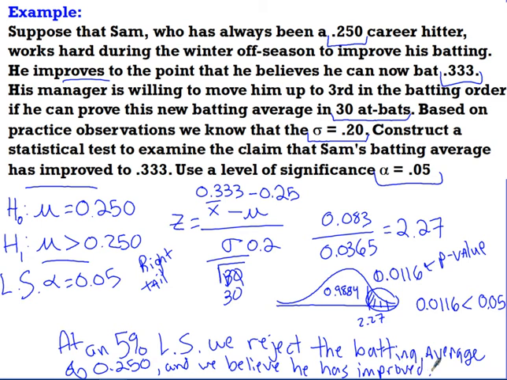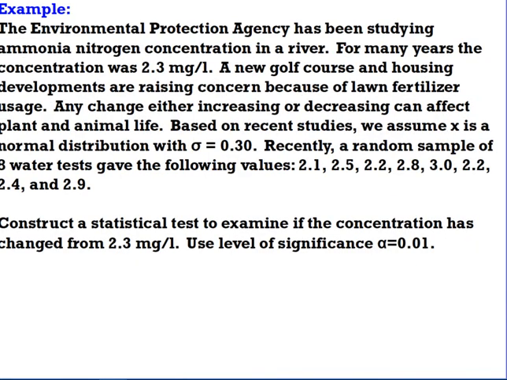That doesn't necessarily mean that he actually has improved. It just means that the 0.333 average that he got from those 20 at-bats is enough to, right now, currently say he's improved. So you kind of have to be careful of that. We're not definitely saying he's better than 0.25 overall for his population. It just means in this very instance he is.